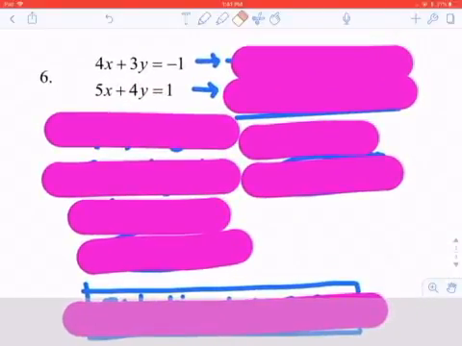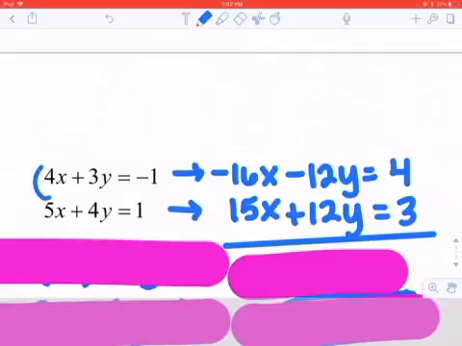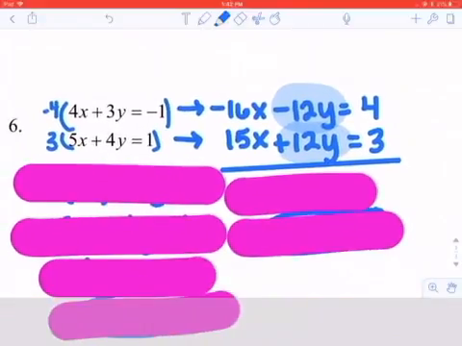Last system here, we're going to have to multiply both equations by something. You could take your x's and make them negative 20x and positive 20x, or vice versa. Or we could take our y's and make them negative 12y and positive 12y, or vice versa. I decided to work with my y's. So I multiplied my first equation by negative 4, and that got me my negative 12y. I multiplied my entire second equation by 3, so my y had a positive 12y.